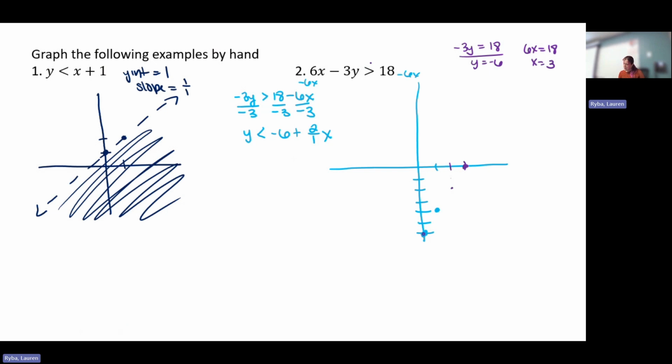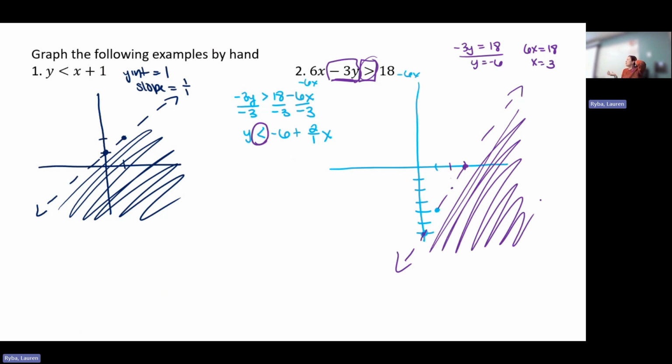Yes. Now, initially, this said greater than. So I already know it's going to be a dashed line. But I cannot take the symbol as a greater than in standard form. I have to make sure I always look at what would be in front of the y, because if it is negative, it flips the sign, which we see here. So we're not actually shading above this line that we've drawn. We are actually shading below the line.